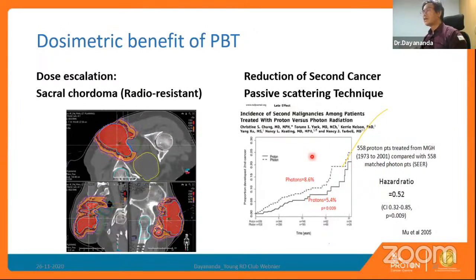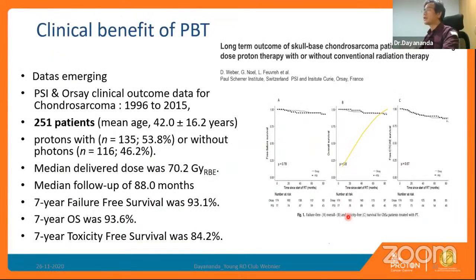And of course, the reduction of radiation-induced carcinogenesis is evident from these publications, wherein around 558 proton patients treated at NCC and 558 young patients treated with photon radiation therapy in other institutes were evaluated for radiation-induced carcinogenesis in the two arms. They found a significant reduction in radiation-induced carcinogenesis with proton compared to photon radiation therapy. And a significant improvement in clinical outcome was also reported from one of the leading proton institutes, PSI in Switzerland, and also in France, where 251 patients were randomized for both proton and photon.